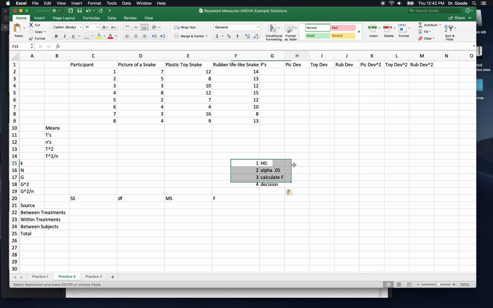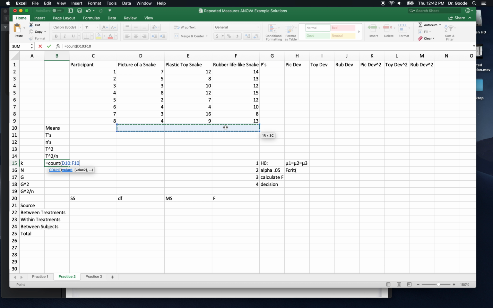Let's do that now. The null hypothesis here is that the mu for group 1 is equal to the mu for group 2, which is equal to the mu for group 3. At an alpha of .05, we need to find an F crit, and in order to do that, we need to fill in these degrees of freedom. So we're going to need the number of means that we're doing. I haven't calculated those yet. Let's go ahead and do that now, so we know what means we're talking about here.